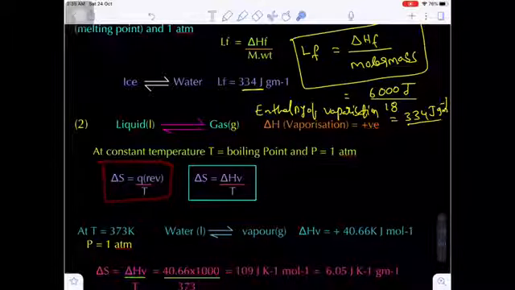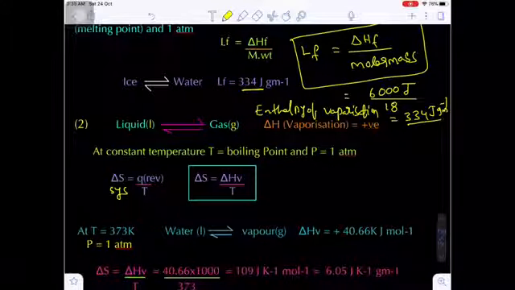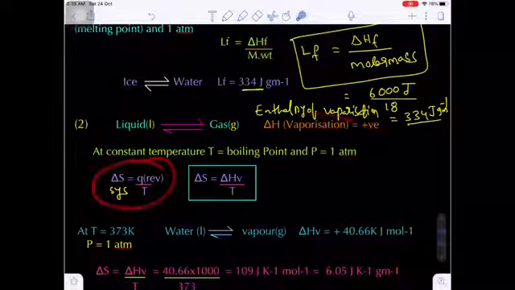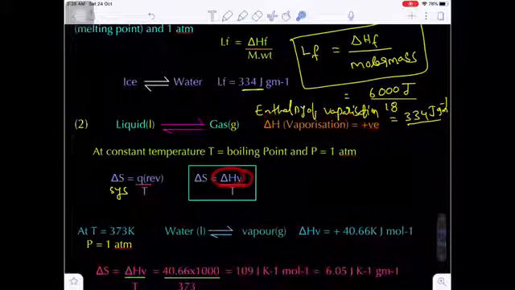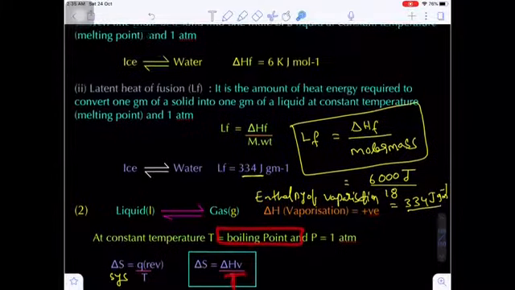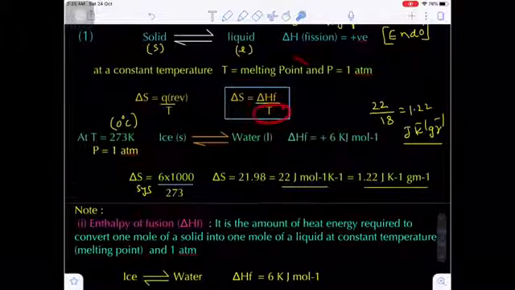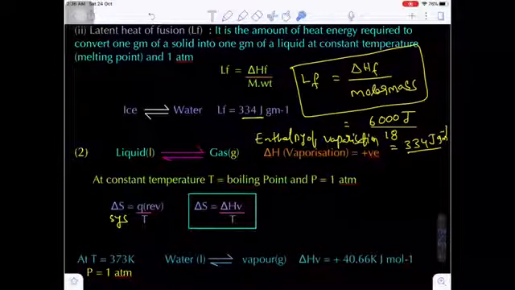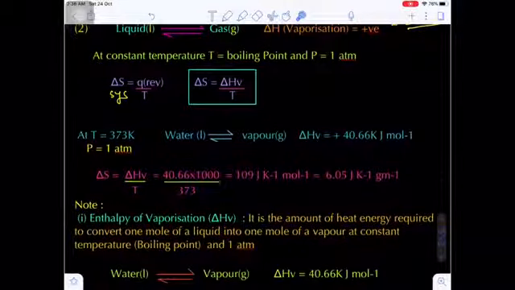Now to calculate the change in entropy of a system, the basic formula will be Q reversible by T. Here the Q will be equal to the enthalpy of vaporization, short notation delta HV, divided by T. What is the T? Boiling temperature. In the liquid and gas equilibrium, in the denominator the temperature will be the boiling temperature, okay.